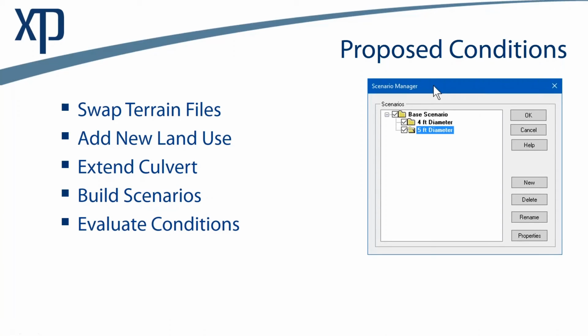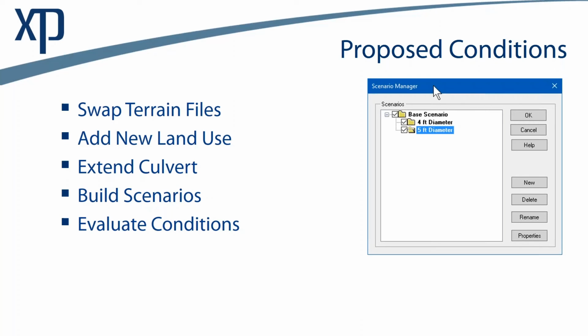How do we build scenarios? So when we look at proposed conditions in the scenario manager, we can add child scenarios. So we've got a base scenario. That's going to be our extended culvert at the existing size. We're going to make a child scenario, and the only thing we're going to change in that child scenario is the diameter of the culvert.